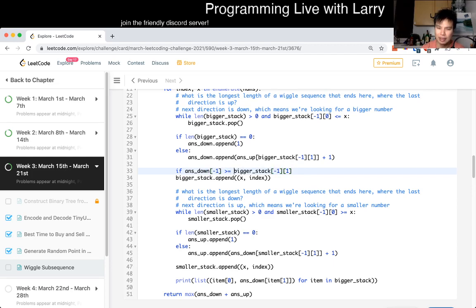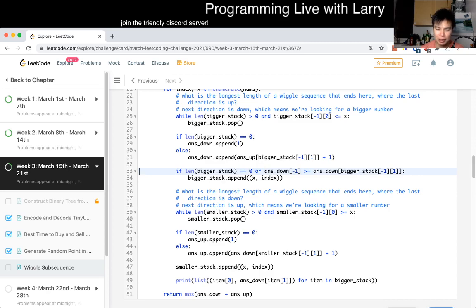If this is equal to, then we get to push this. Otherwise, we just ignore pushing it on the stack. Okay, I think I could buy that. Or if the length of the bigger stack is 0, I guess.